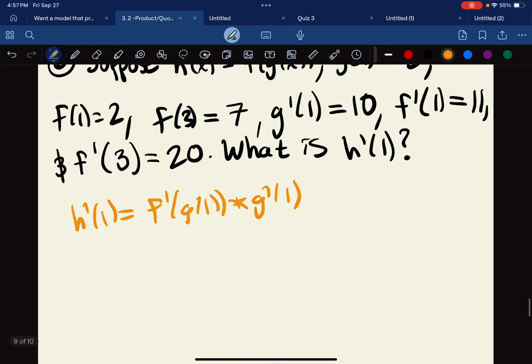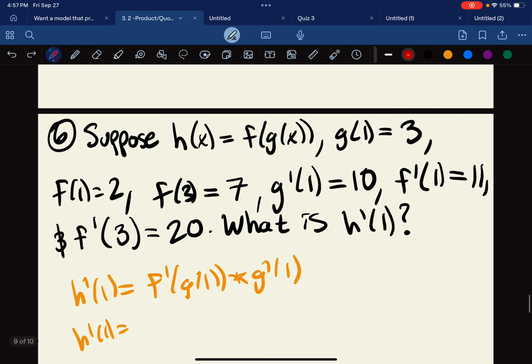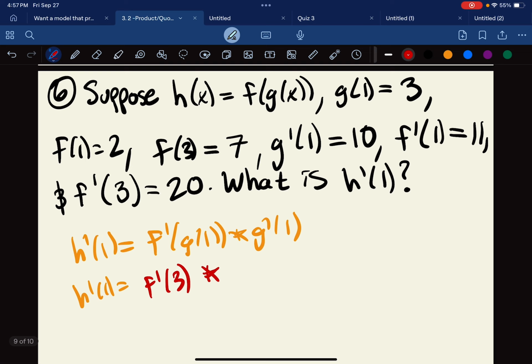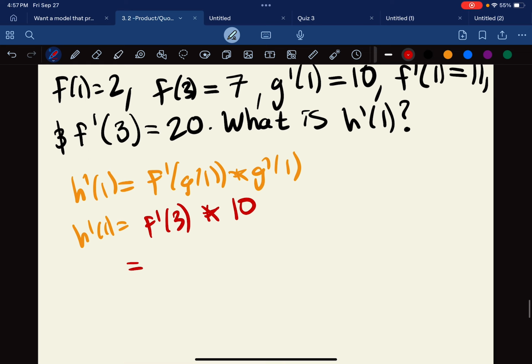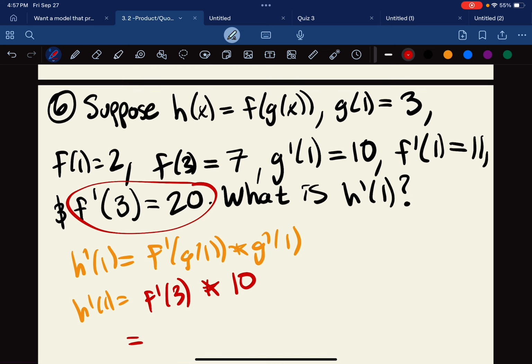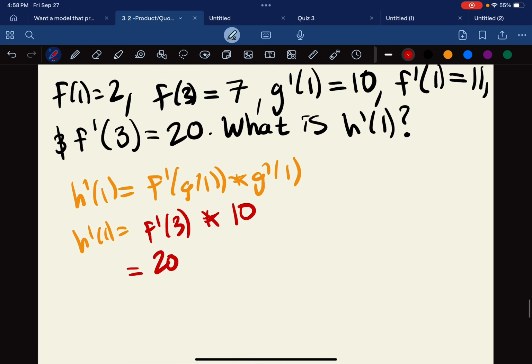So then h prime of 1 equals, and let's just go through it. What is g of 1? Well, it tells us 3. So f prime of 3 times, what's g prime of 1? It tells us right here, it's 10. So let's go through it again. What's f prime of 3? 20. 20 times 10 is 200. So h prime of 1 is 200.